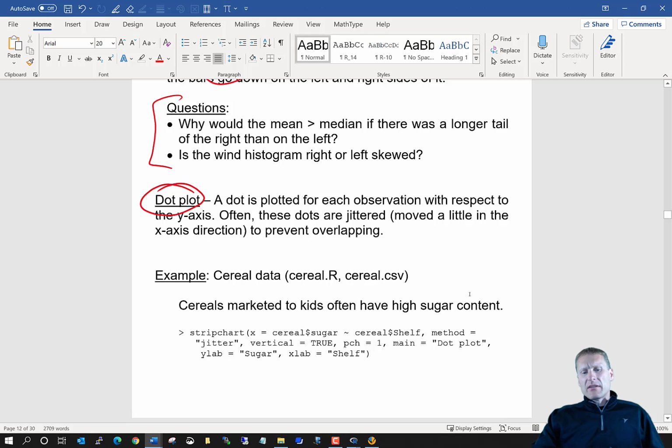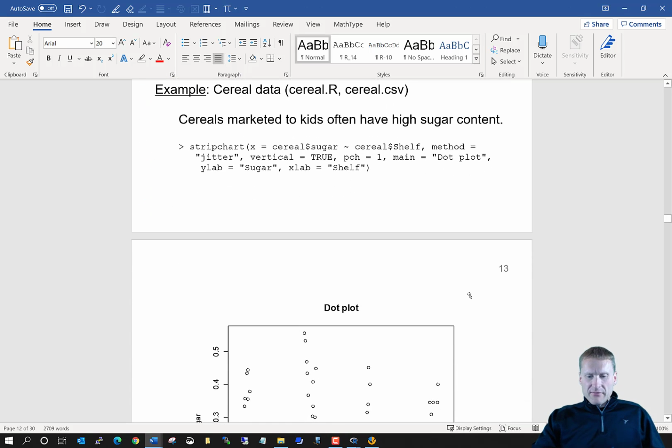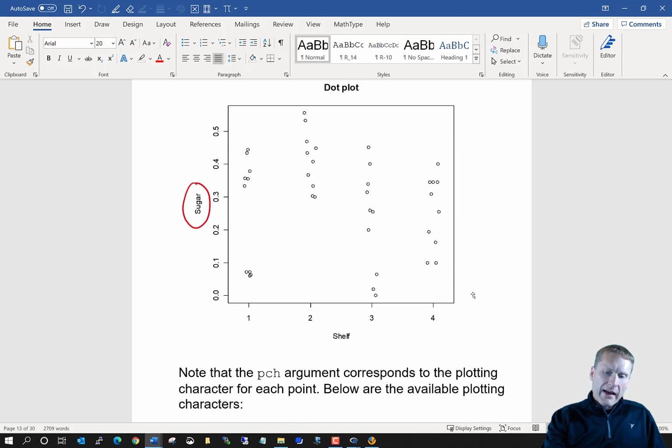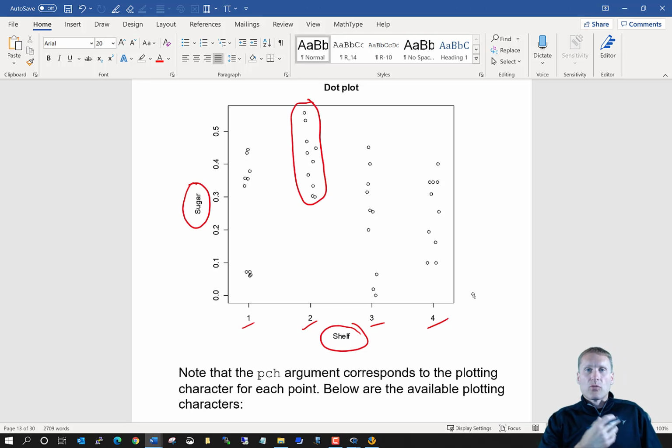In particular, let's look at the cereal data. Let's take a look at the plot for the cereal data first. So on the y-axis I have sugar. On the x-axis I have shelf. So shelf 1, 2, 3, 4. Remember, we have 10 observations per shelf. And what we see here is for shelf number 2, these dots represent the actual sugar contents. And we can see how they are shifted up in comparison to shelf 1, 3, and 4.